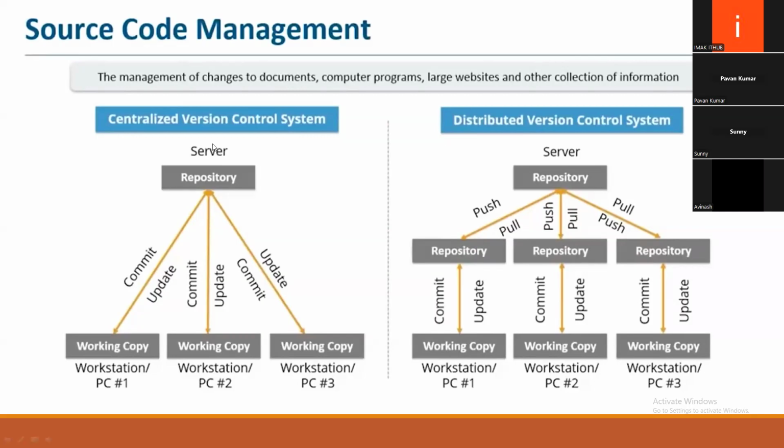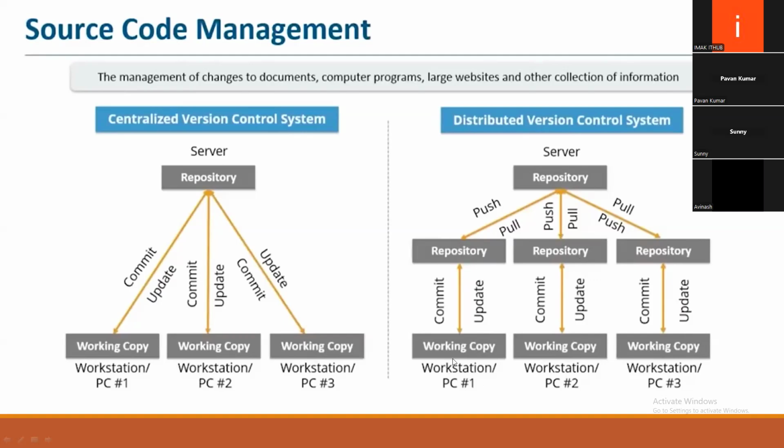In the centralized version control system, this is the centralized server and repository, and this is the working copy. So commit, update, commit, update. If something goes wrong with the server repository, the data will be lost. That's the reason the distributed version control system came up.